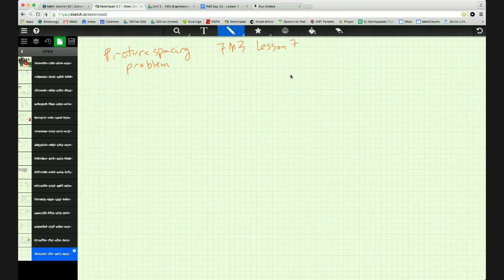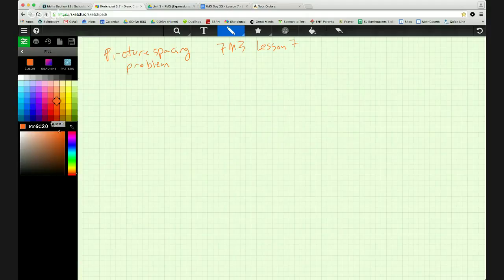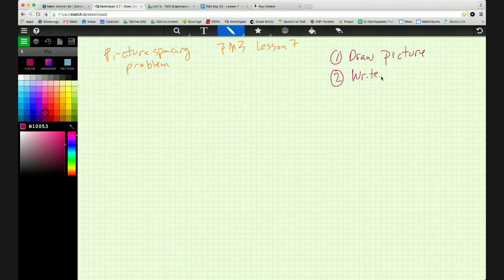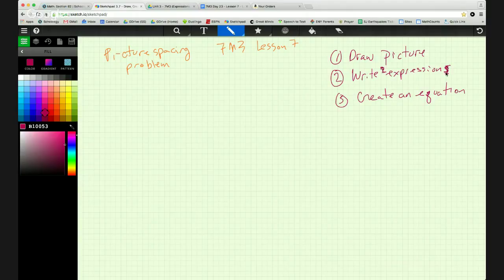So the idea here is you have this wall. And the whole key here, let me tell you a little bit about this problem. The whole key is going to be, 1, to draw a picture. This is our methodology for solving. Draw a picture. And then number 2, we're going to write 2 expressions. And then 3, we're going to create an equation. We're really just going to write one expression. It's going to be obvious what the second expression is. So we'll just say write an expression. Then we're going to create an equation. Then we're going to solve, and then we're going to check. Okay.